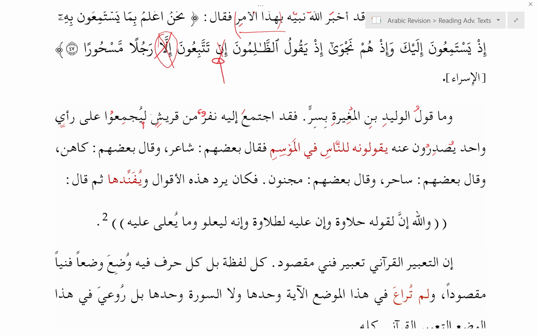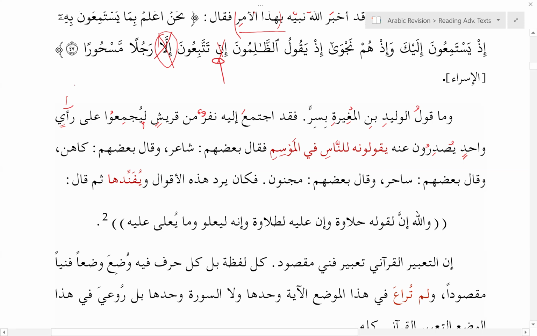Now wahidin yasduruna, I think that's mawsuf sifa because of singular. Yes, wahidin is mawsuf sifa, and then yusdiruna is also a sifa of wahidin, or ra'i. So how do you say one opinion? You can use which they issued, which they published, which they about him. The dictionary they gave earlier said يَقُولُونَهُ لِلنَّاسِ فِي الْمَوْسِمِ, that they will tell people in the gathering.